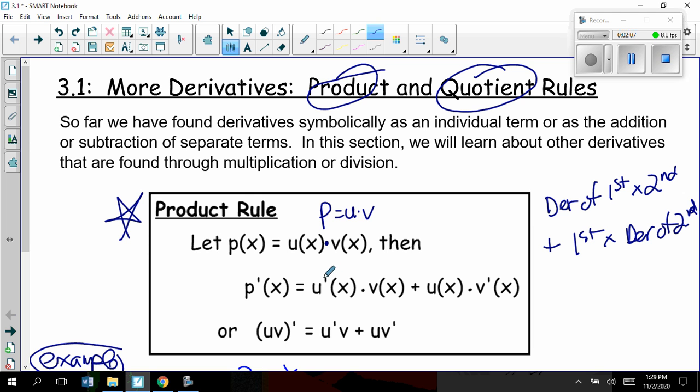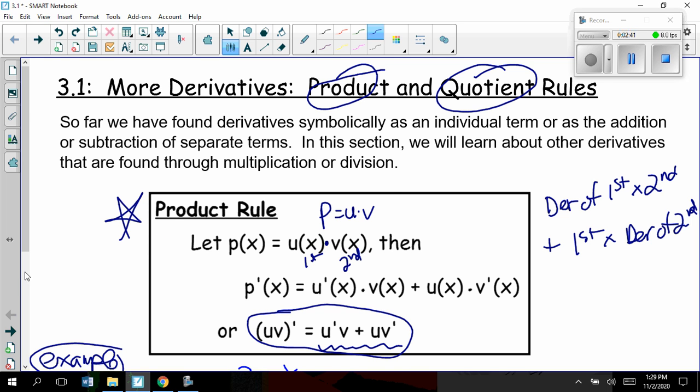All right, so it's the derivative of the first times the second plus the first times the derivative of the second. And by first, I mean this u, and by second, I mean this v. And so here's that notation: u prime times v plus u times v prime. There's the function notation version. Here is the version without those x's that might be a little more clear for you, and instead of p, I put u times v because that's what you're doing.